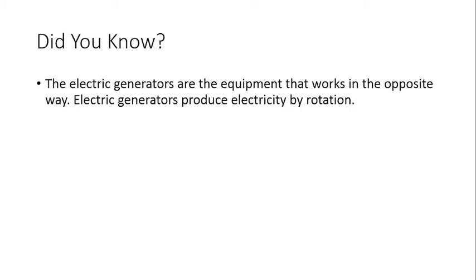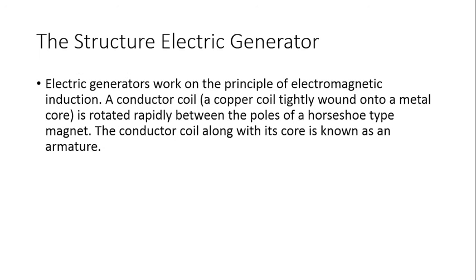Did you know that the electric generator is equipment that works in the opposite way? Electric generators produce electricity by rotation. The structure of electric generator. Electric generator works on the principle of electromagnetic induction.